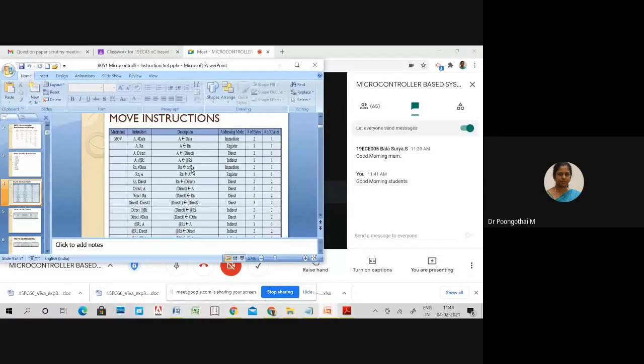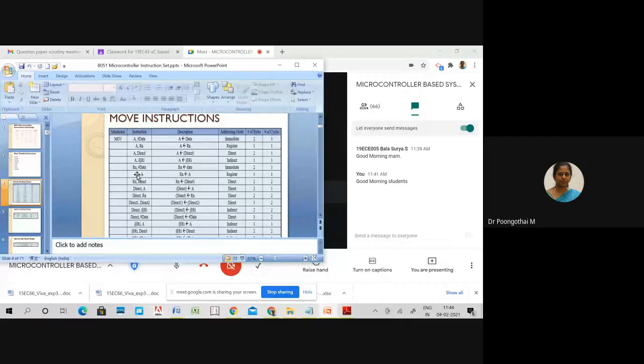Okay. So the operation is the 8-bit data is directly transferred to your general purpose register R0 to R7. Okay. And machine cycle required is 1 machine cycle. Okay. Is that clear? So what is the next instruction?